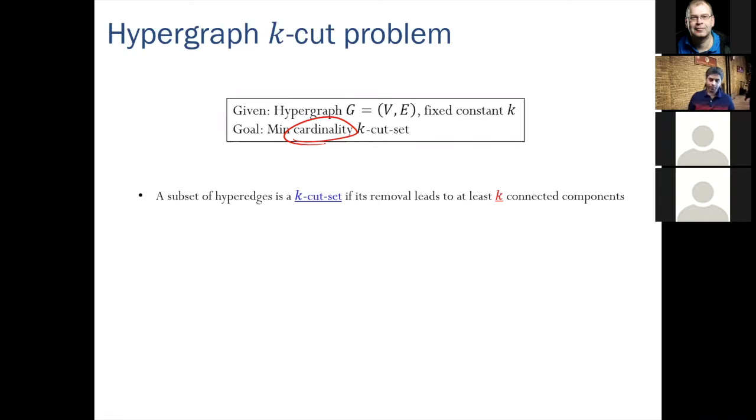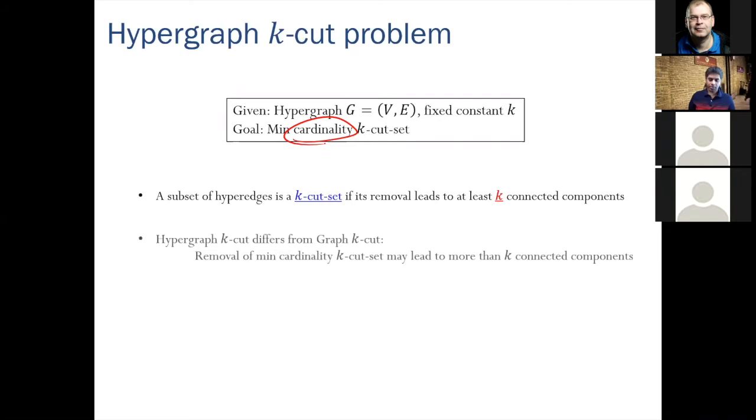The special case of this problem, where the input hypergraph is in fact a graph, is known as the graph k-cut problem. There is a fundamental structural difference between the hypergraph k-cut problem and the graph k-cut problem. For graph k-cut in connected graphs, the removal of a minimum cardinality k-cut set will lead to exactly k connected components. Whereas for connected hypergraphs, the removal of a minimum cardinality k-cut set may lead to more than k connected components.